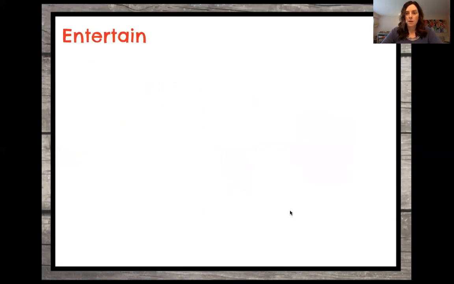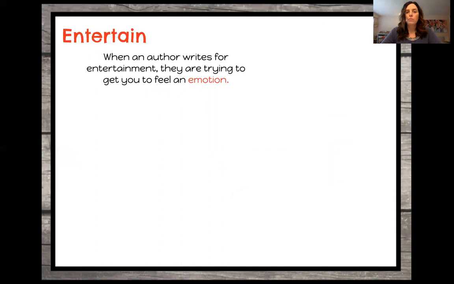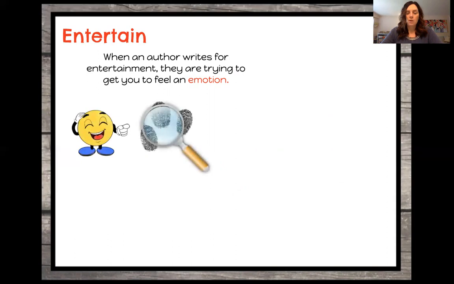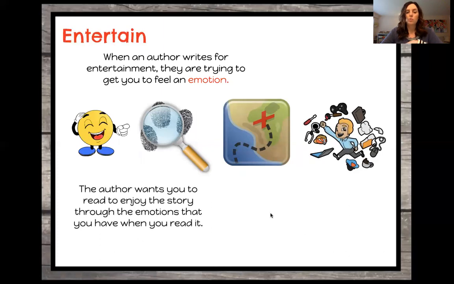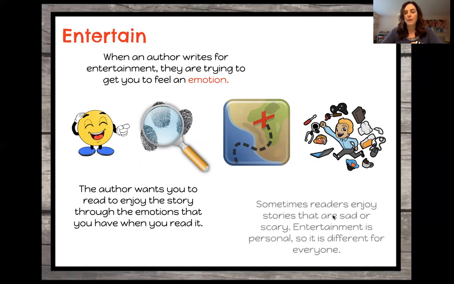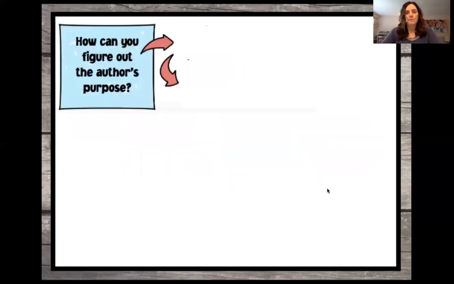And then the last one is entertain. When an author writes for entertainment, they're trying to get you to feel an emotion. It could be happiness, it could be a mystery, it could be an adventure, or maybe they just want you to feel excited. The author wants you to read the story through the emotions that you have when you read it. And sometimes readers enjoy stories that are sad and scary. That's not uncommon. Entertainment is personal, so it's going to be a little bit different for everyone.